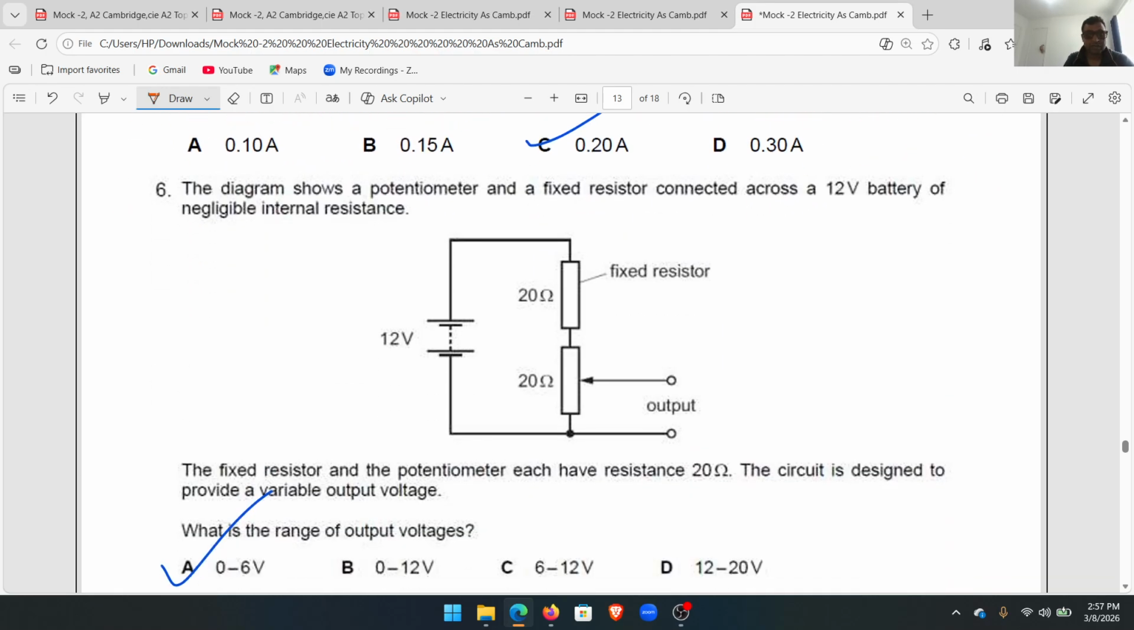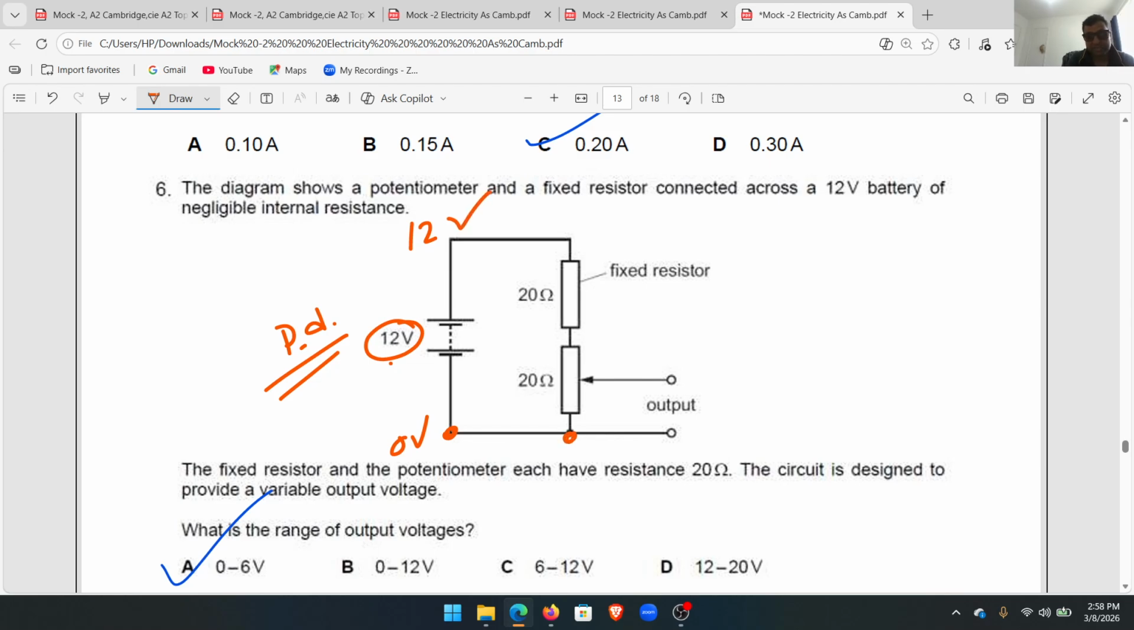Hope you understood. Now next one. What is the range of output voltage? This is very simple. Actually, in this case, we use a trick. If it is 12 volt, it is 1/4 of PD or EMF. In this case, for simplicity, we make one side 0 volt, another side what?